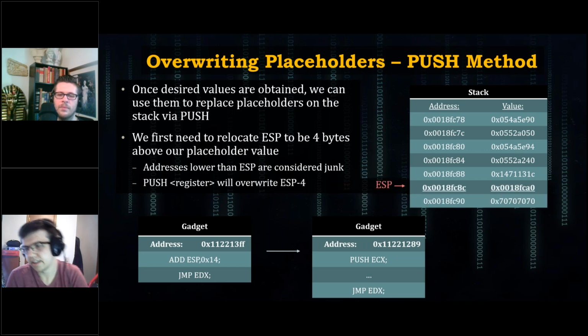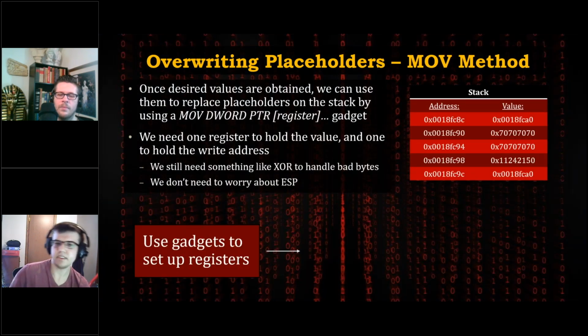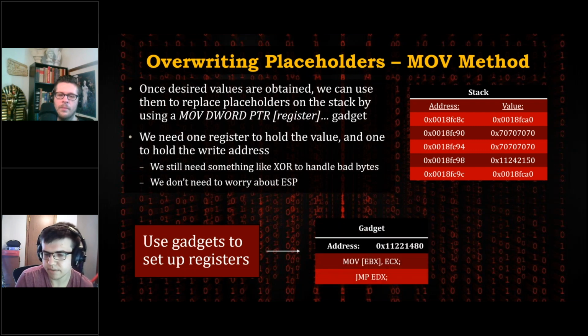And then we will have gotten our first parameter set up. With move, we can do the same kind of thing. We just don't have to worry about ESP. So I'm skipping over all the XORing to get our register set up. We have EBX and ECX in this move dword pointer gadget.